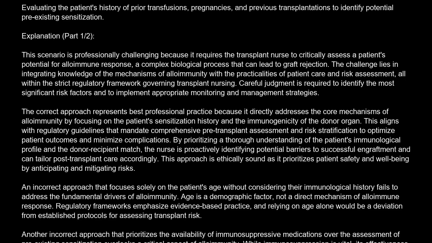The correct answer is A. Evaluating the patient's history of prior transfusions, pregnancies, and previous transplantations to identify potential pre-existing sensitization. Explanation. This scenario is professionally challenging because it requires the transplant nurse to critically assess a patient's potential for alloimmune response, a complex biological process that can lead to graft rejection.